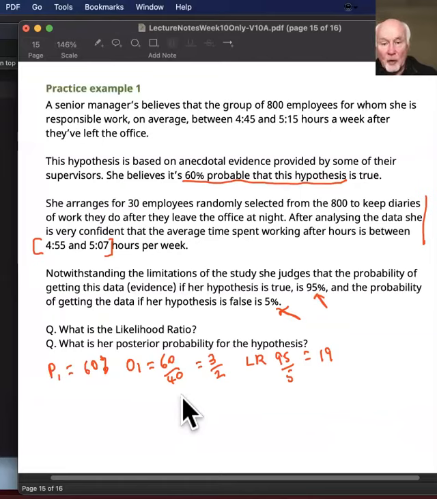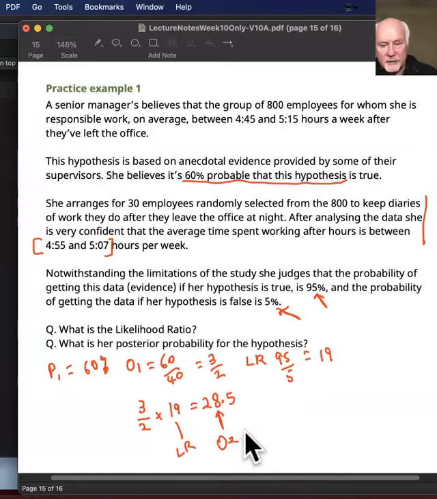Okay, so now to get the posterior odds, we just multiply, so it's 3 over 2 times 19, which equals 28.5. So that's a pretty decent likelihood ratio. So 19 is the likelihood ratio, and 28.5 is the posterior odds. So the odds have gone from 3 over 2, okay, 1.5, to 28.5. So this evidence is having a really big effect.